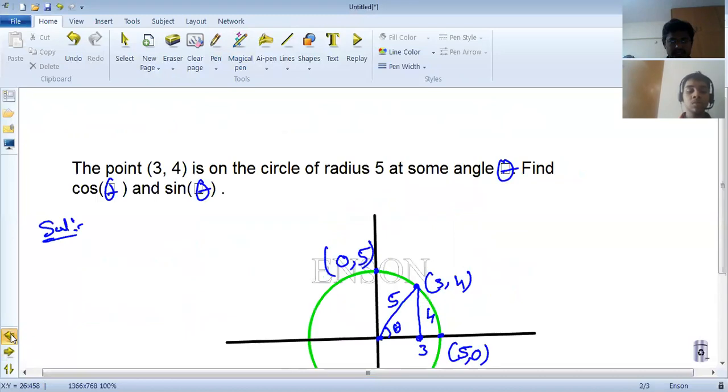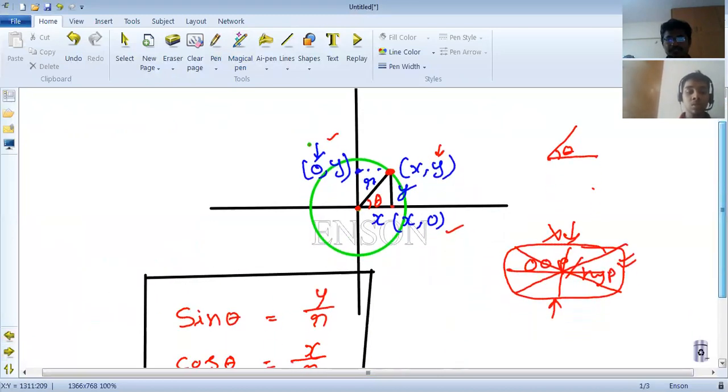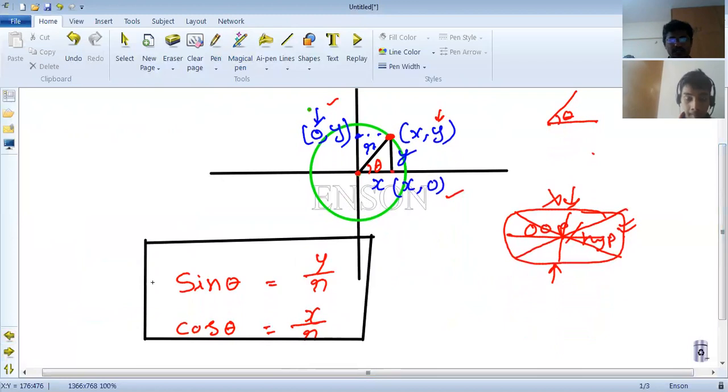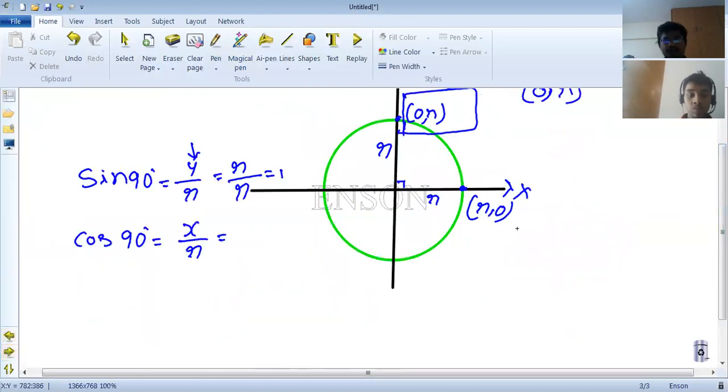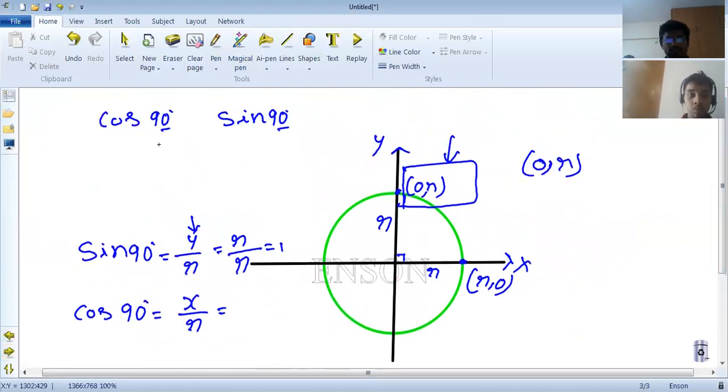No, don't think like this. See, this is a basic formula. Please understand this one again. Sine theta is equal to y by r, where theta is an angle, y is the y coordinate value, and r is the radius of the circle. And whenever you want to find cos theta, it is x by r, x is the x coordinate value, and r is the radius of the circle.